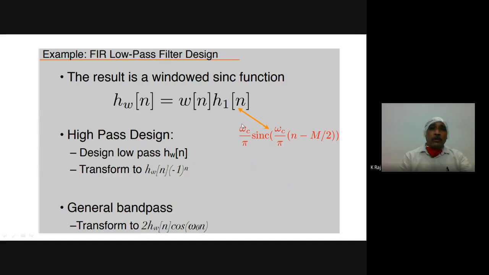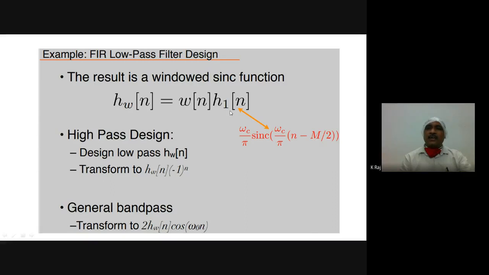Now, window sinc function means this truncated impulse response will be multiplied by the window function w[n] here, and we will get the h_w[n]. So from the h[n], we have to derive the h1[n], that is the truncated impulse response, and then we will get here the window impulse response: w[n] multiplied by the h1[n], that is the sinc function omega c upon pi, sinc omega c upon pi (n minus m by 2). This is the impulse response of our desired low pass filter.